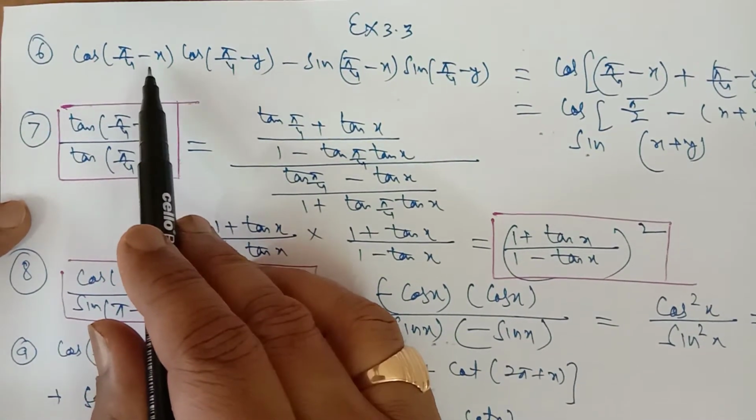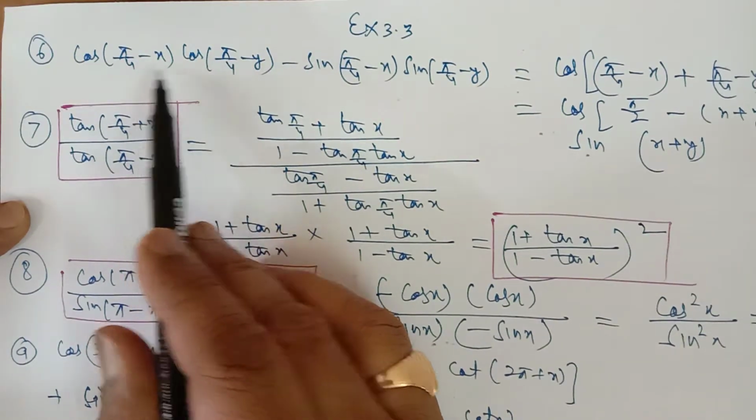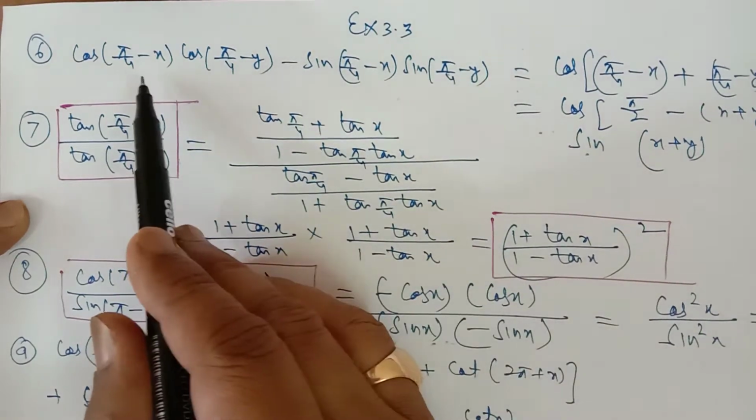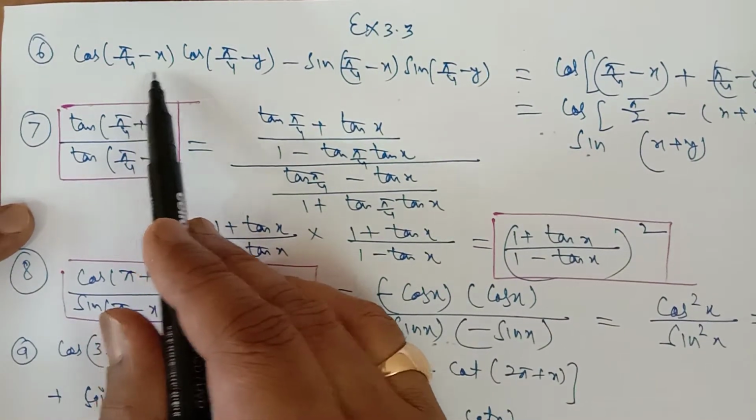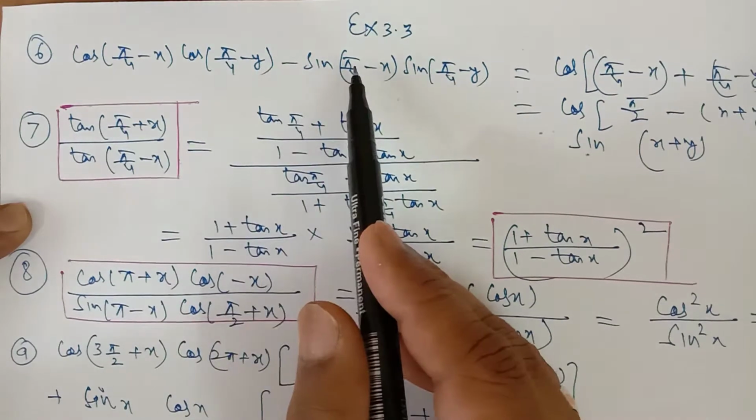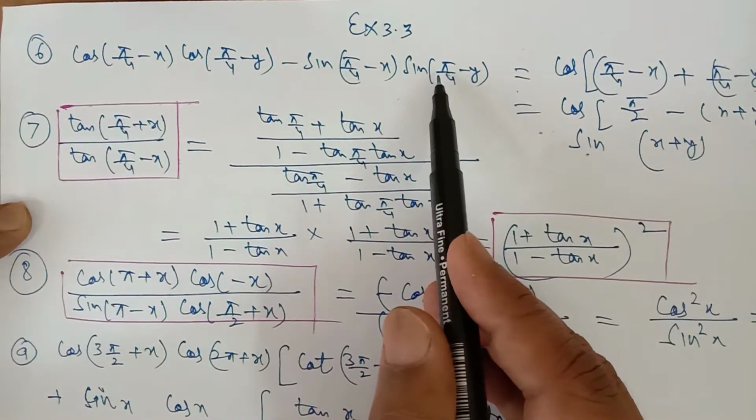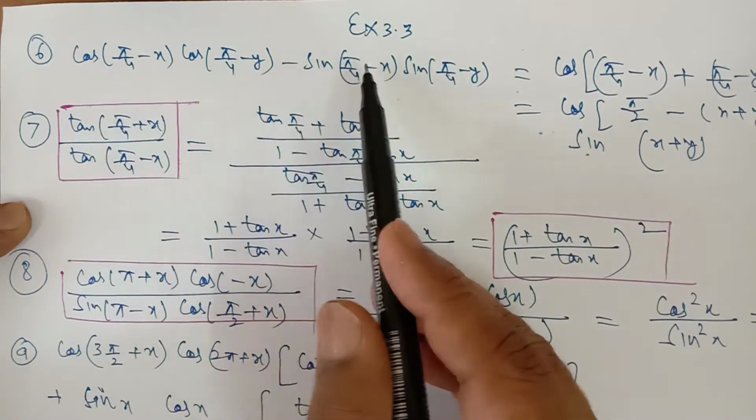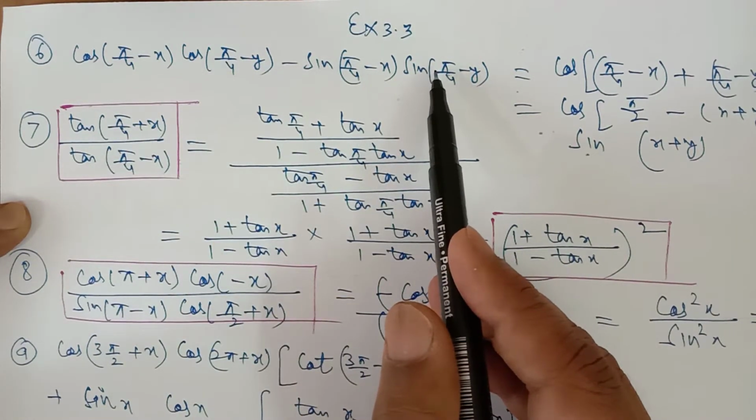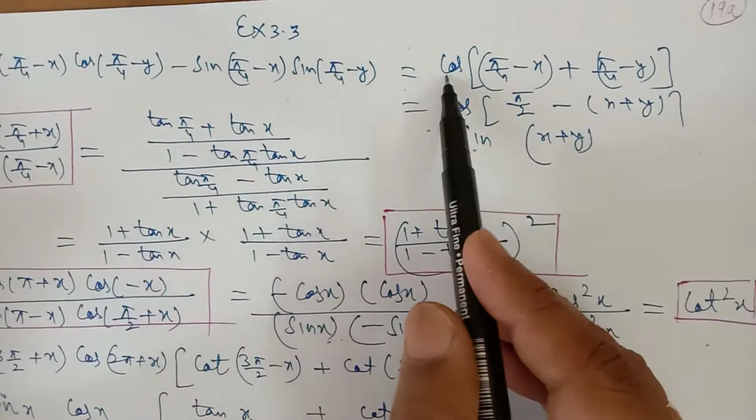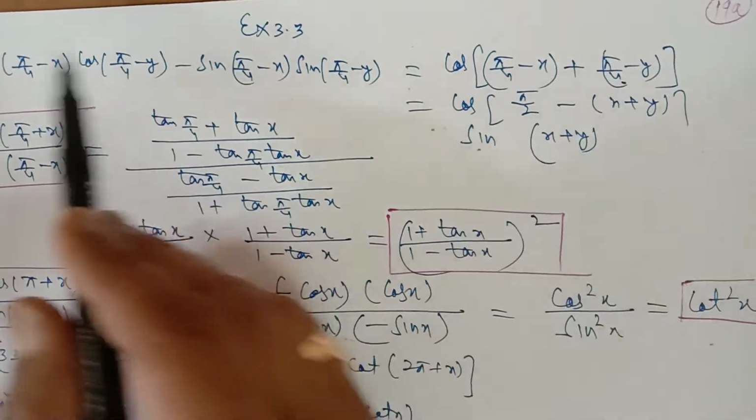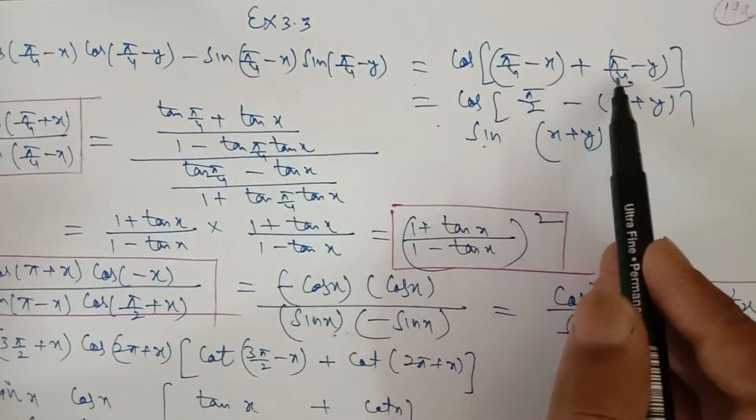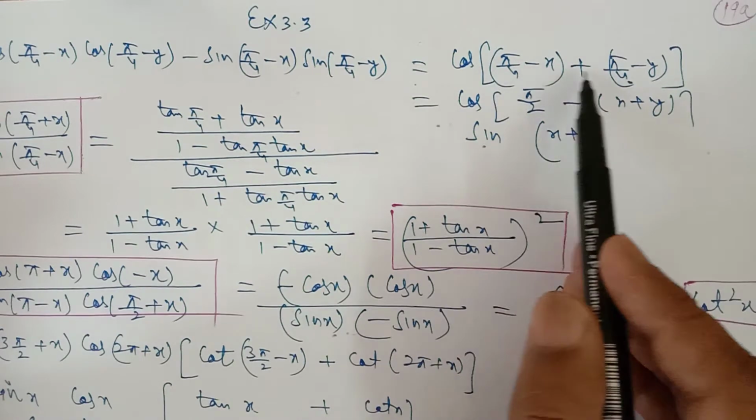See it very carefully: if you let these two angles be A and B, then this is also A and this is also B. Now this is the formula of cos A cos B minus sin A sin B, which is the formula of cos(A plus B). Here A is pi by 4 minus x, and B is pi by 4 minus y. Now simplify this bracket.